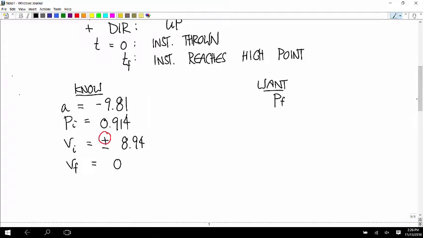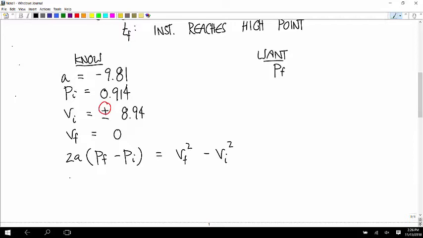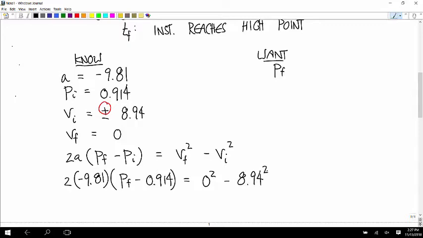And the equation that works with this stuff says 2a times the quantity PF minus PI is equal to VF squared minus VI squared. So we have 2 times negative 9.81 times the quantity PF minus 0.914 is equal to 0 squared minus 8.94 squared.